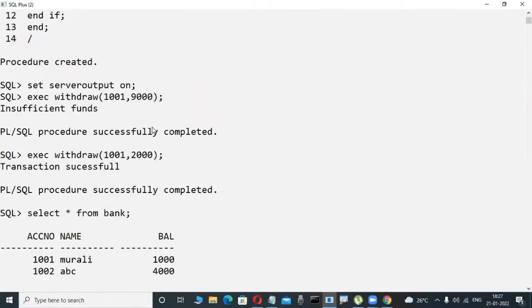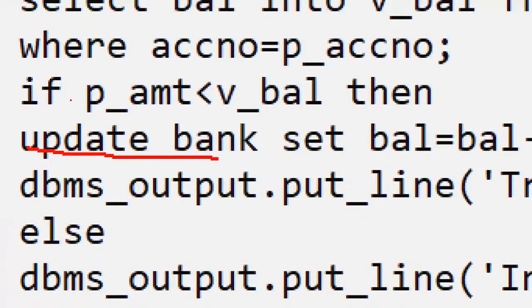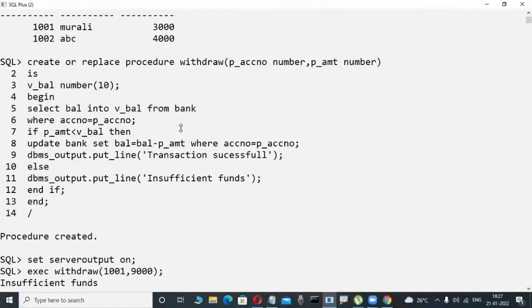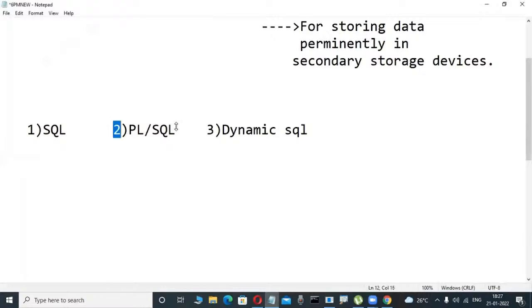You are a programmer, you are writing coding with an update. Update is a SQL command only. The IF condition is a PLSQL command. That's why you need some language knowledge. With this type of PLSQL coding knowledge, then only you can write real-time applications, OTP validations, bus ticket reservation, anything. So many applications are there, but a little bit of knowledge is required. Okay, understood? Yes.